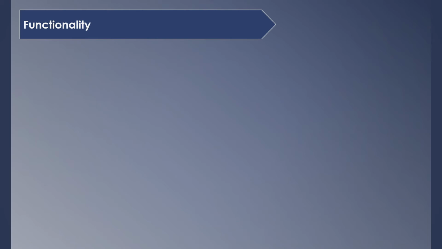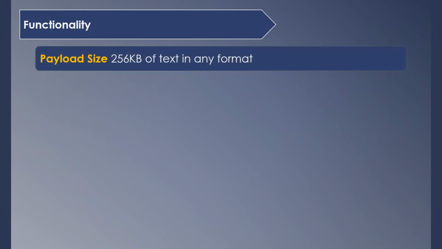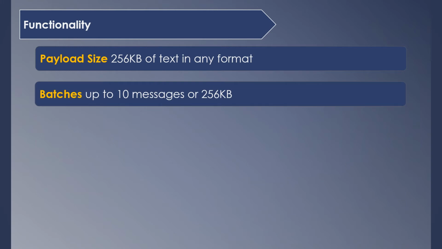Next, let's see some of the key functionalities supported by SQS. You can send message payloads up to 256 KB of text in any format. Each 64 KB chunk of the payload is billed as one request. You can send, receive, or delete messages in batches of up to 10 messages or 256 KB at a time. Batches cost the same as a single message, making it more cost effective.